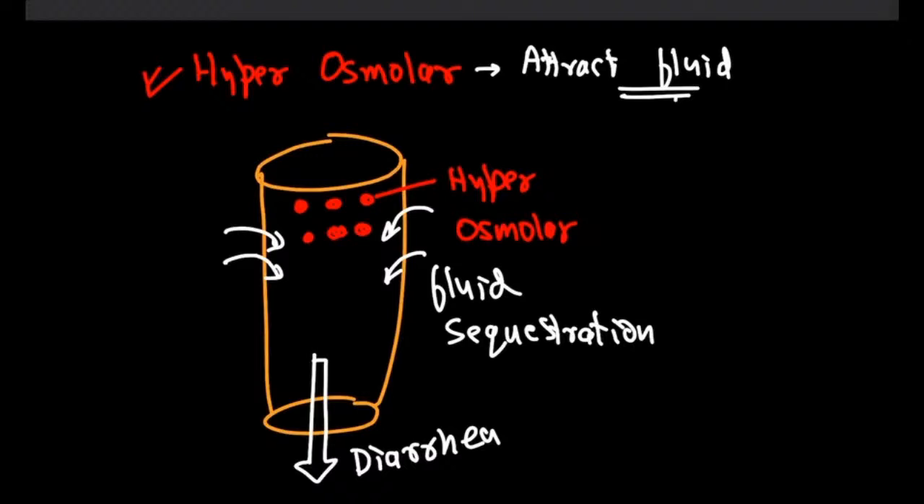So what is happening? Hyperosmolar substance is entering into the intestine. Because of this, the fluid is getting sequestrated into the intestine, and because of this, we are getting diarrhea. This is what is referred to as early dumping syndrome.